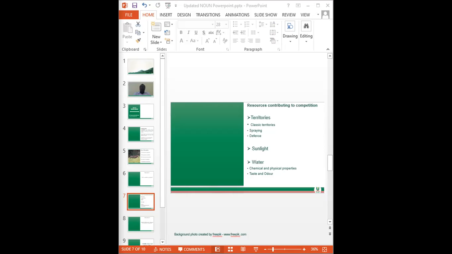So the availability of sunlight also affects the competition among plants that are available in that environment. So it's a major factor in competition among species of either the same or different kinds.